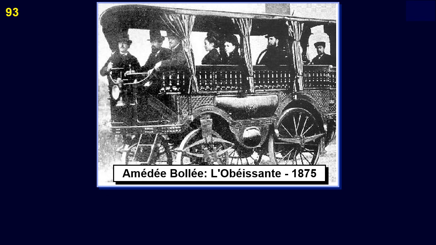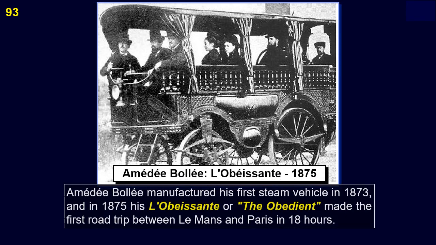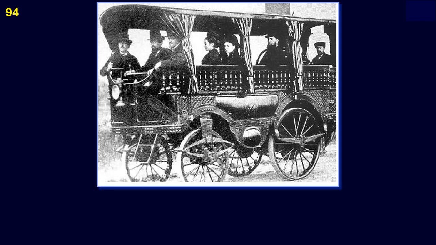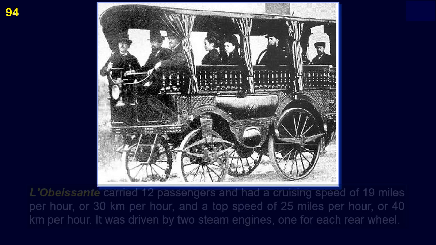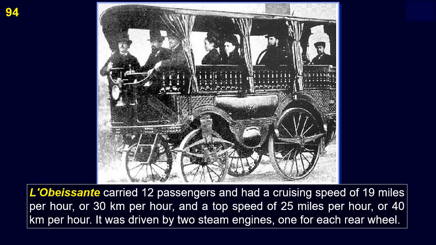Amédée Bollée manufactured his first steam vehicle in 1873. And in 1875 his L'Obéissant, or the Obedient, made the first road trip between Le Mans and Paris in 18 hours. L'Obéissant carried 12 passengers and had a cruising speed of 19 miles per hour, or 30 kilometers per hour, and a top speed of 25 miles per hour, or 40 kilometers per hour. It was driven by 2 steam engines, one for each rear wheel.